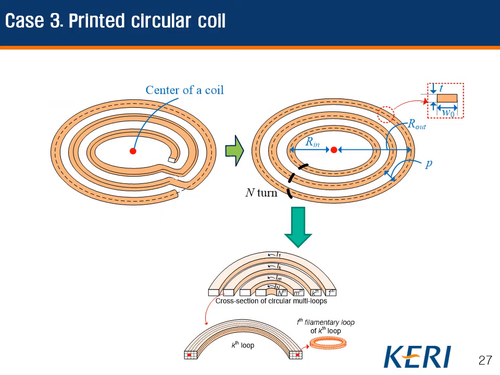Now the proposed method is applied to calculate the AC resistance of the printed circular coils. For calculation, a printed spiral coil is equivalent to a concentric multi-circular loop coil. To apply the volume filament model method for coil analysis, each conductor is discretized into finite thick loops here.